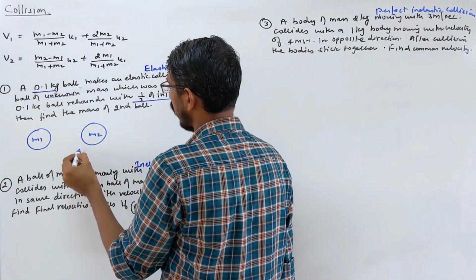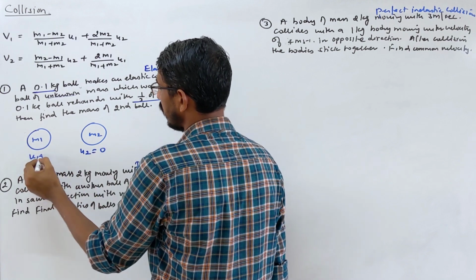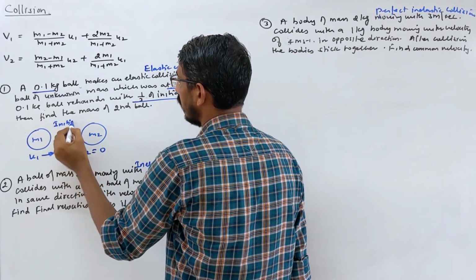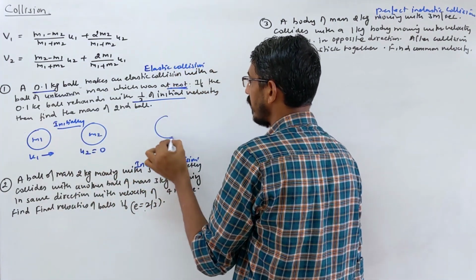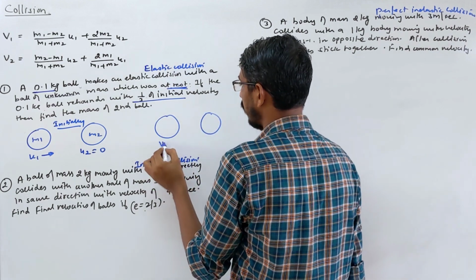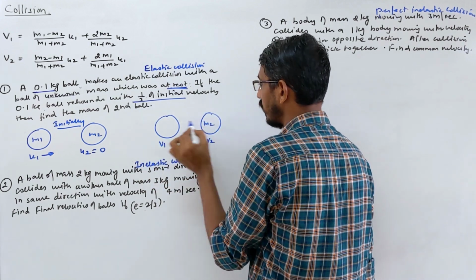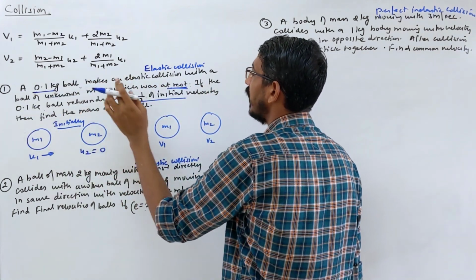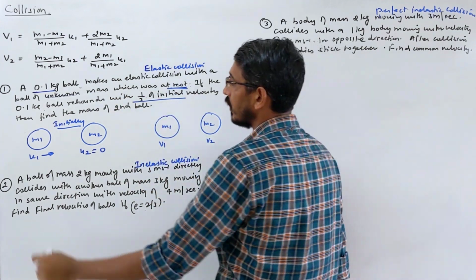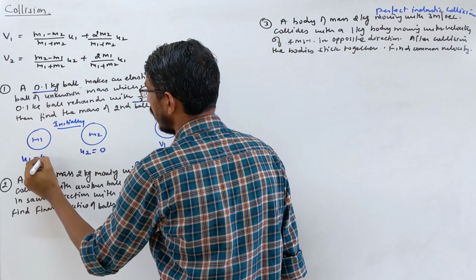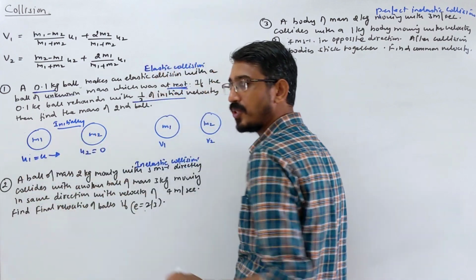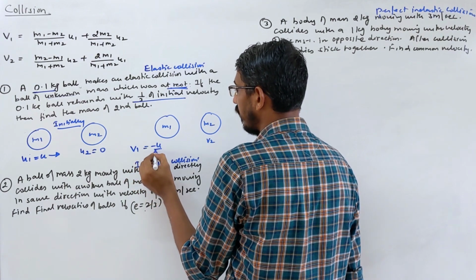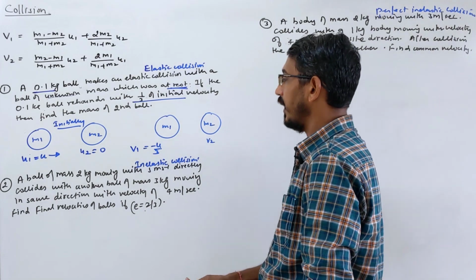This ball was at rest, so u2 was 0, and this was moving with velocity u1, say like this. This is the initial situation. After collision, this is moving with velocity v1 and that is moving with velocity v2, with masses m1 and m2. They said that the 0.1 kg ball rebounds with 1/3 of the initial velocity. This u1 initially, let's call it u. This is the initial velocity u. Then the final velocity of this ball is given as minus u by 3, 1/3 of the initial.